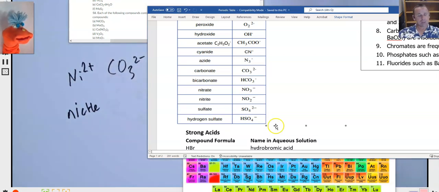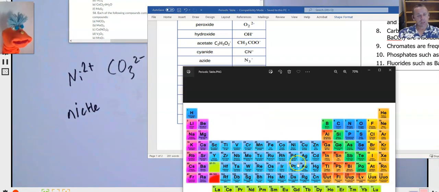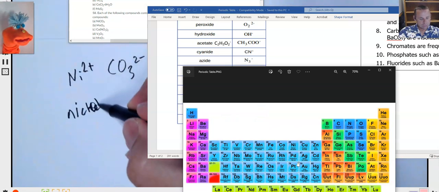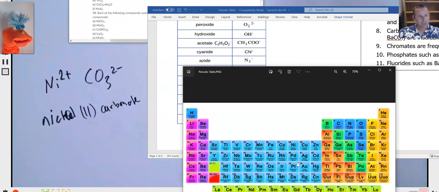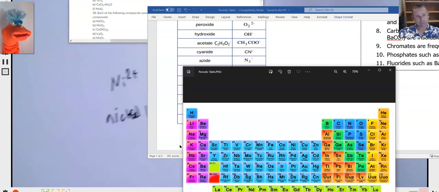Nickel, is it EL or LE? I think it's EL. Nickel 2 carbonate. Okay, nickel 2 carbonate. What's the 2 for? Because the 2 is the +2. Nickel's a +2 charge. That's right.